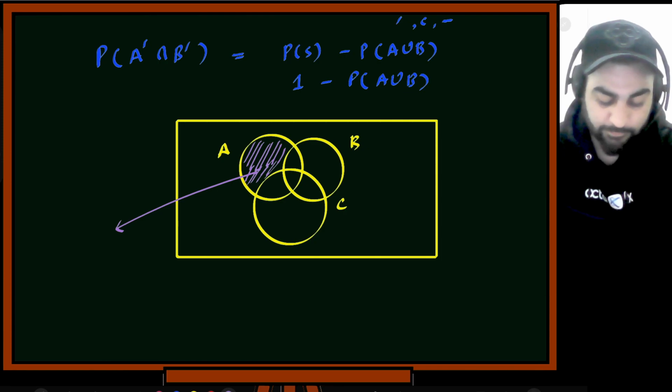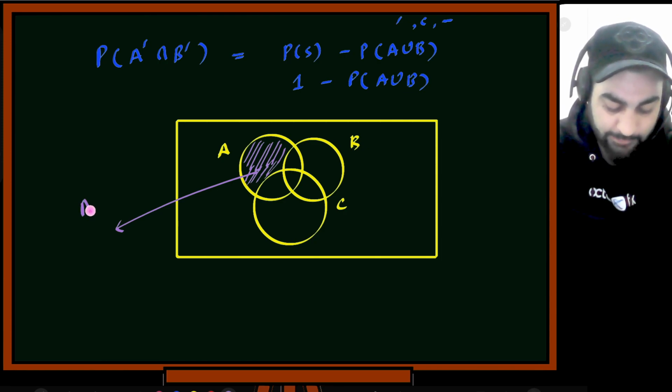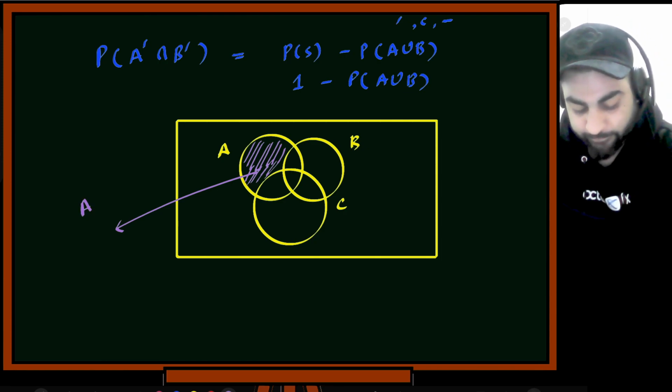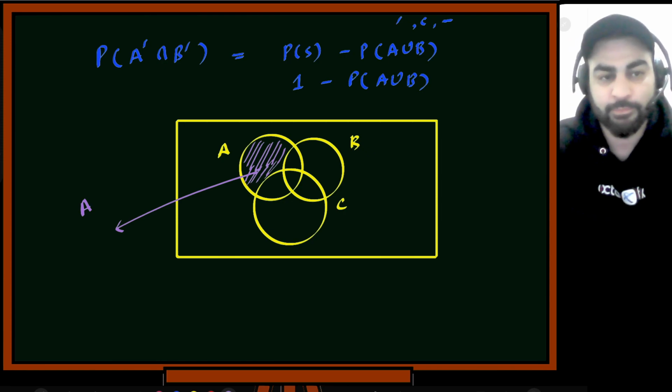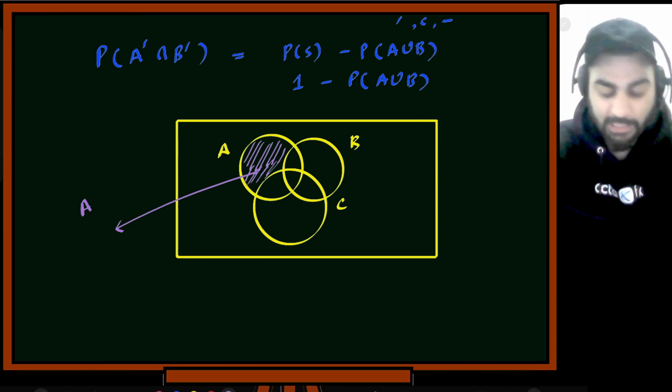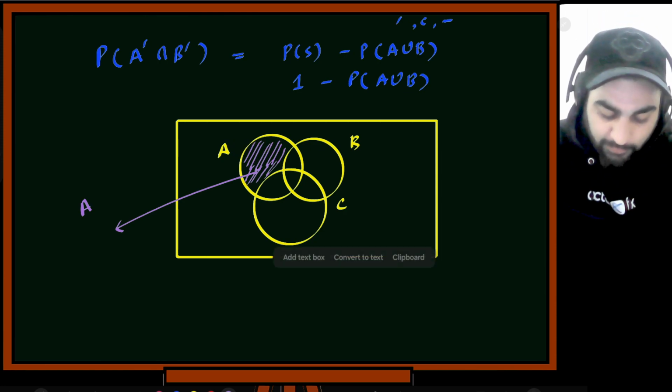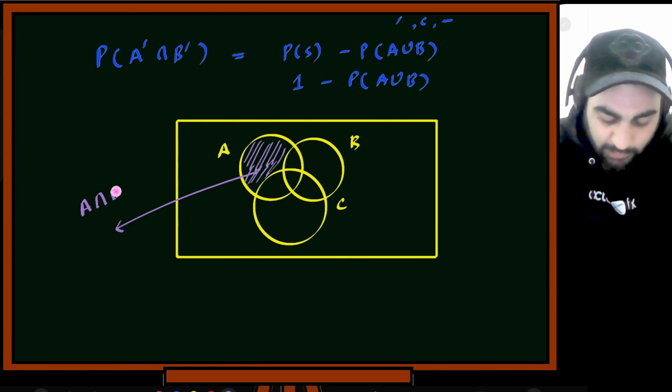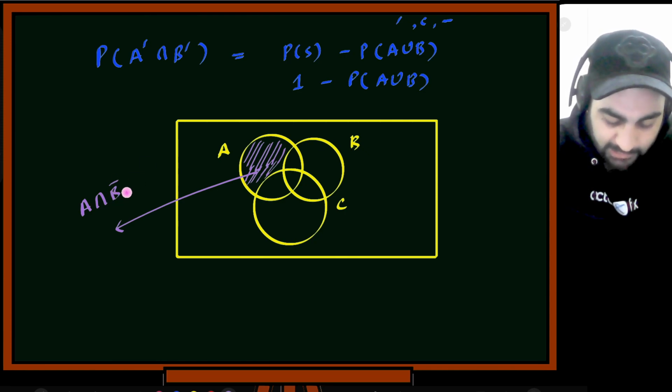This is probability of A, minus probability of A intersection B, minus probability of A intersection C, and minus probability of the intersection of all the three. Can I just say that this is probability of A and there is no B involved and there is no C involved? So I can write it like this.